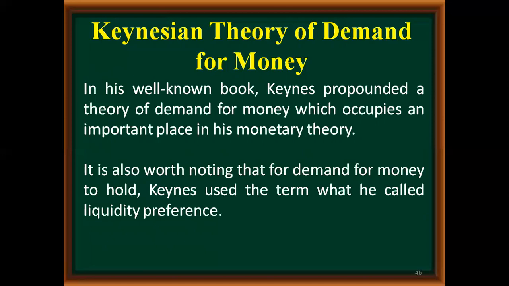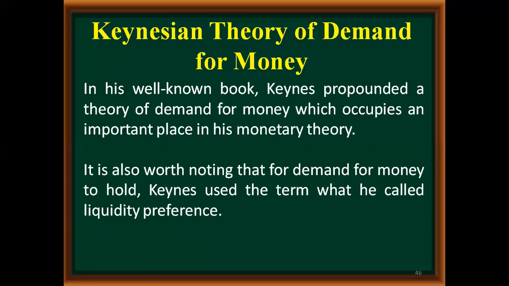Now, Keynes, in his well-known book, propounded a theory for demand for money, which occupies an important place in his monetary theory. It is also worth noting that for demand for money to hold, Keynes used the term liquidity preference. We have seen, while discussing the difference between money and near money, that money is the most liquid form. Therefore, whenever we use the word liquidity, it means cash.